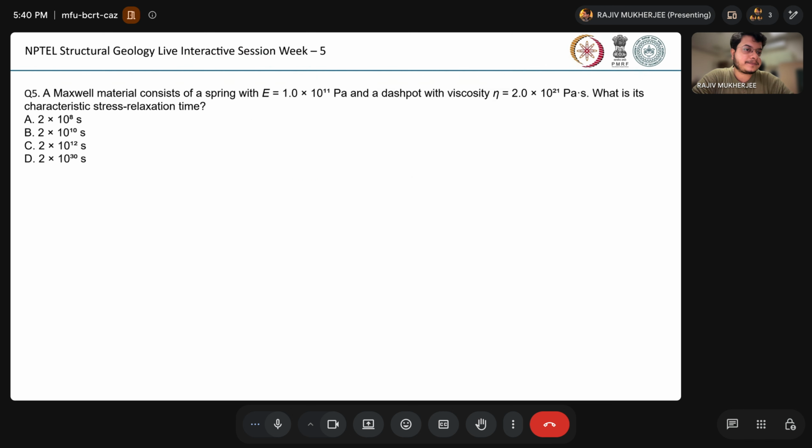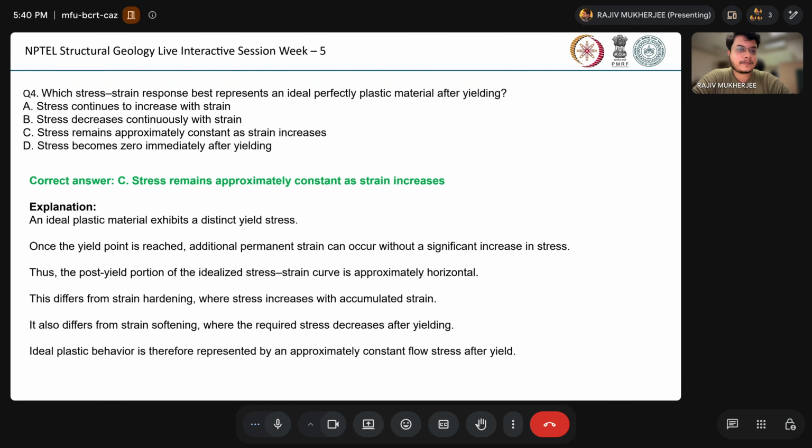So the previous question was about strain hardening, and this was about an ideal plastic material. For an ideal plastic material, essentially the yield stress is equivalent to the flow stress. But for a strain hardening material, that won't be the case. For a strain hardening material, the flow stress will keep on increasing. So the flow stress essentially becomes the differential stress after the yield.